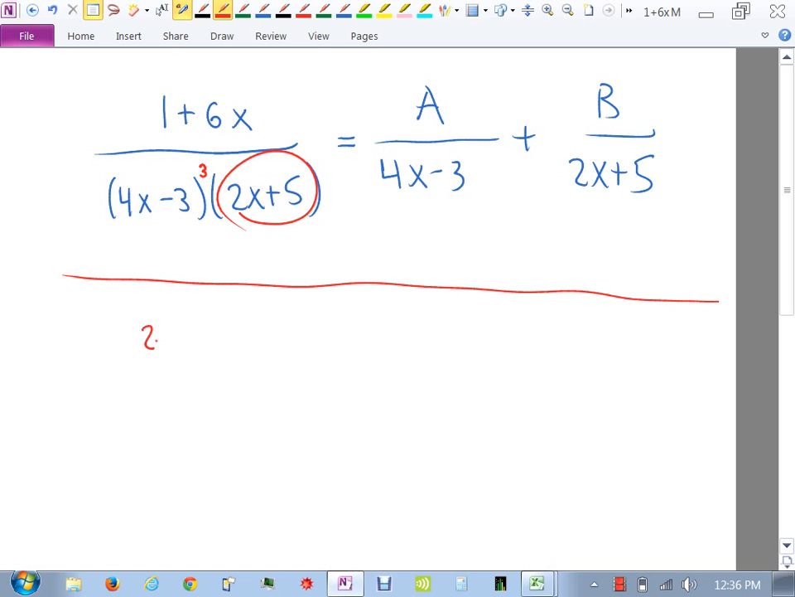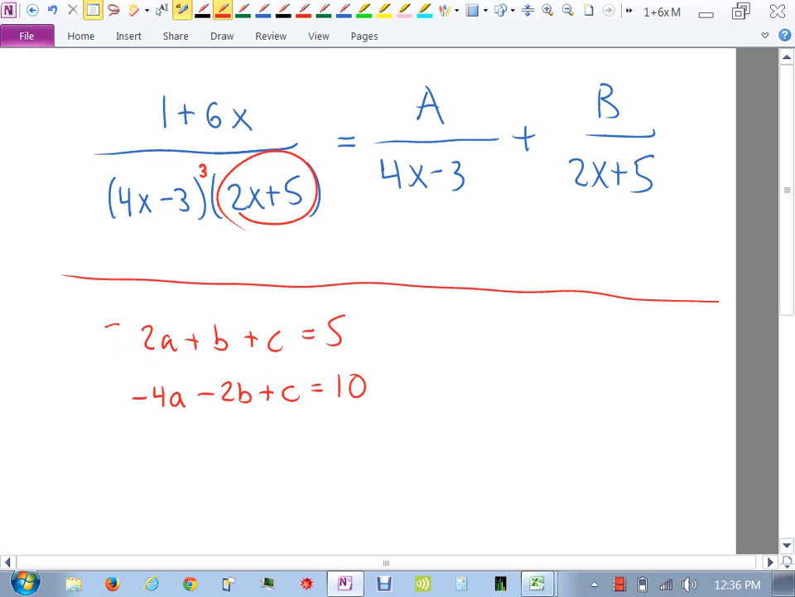Things like this. Let's say I have 2a plus b minus c equals 5. Then I tell you that negative 4a minus 2b plus c equals 10. Right? And then another one. Let's say another one. How many of you know how to do that on your calculator? Are you serious? Only 2 people would know how to solve a system of linear equations on their calculator.